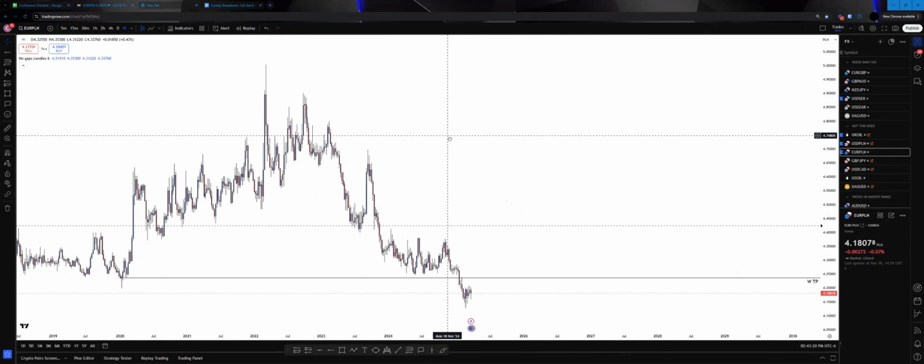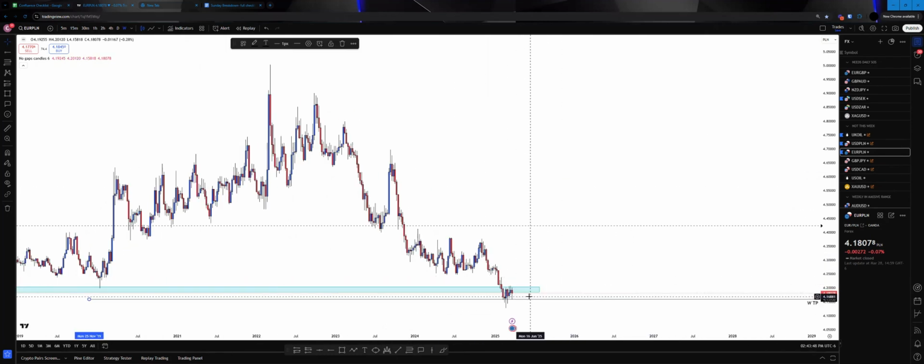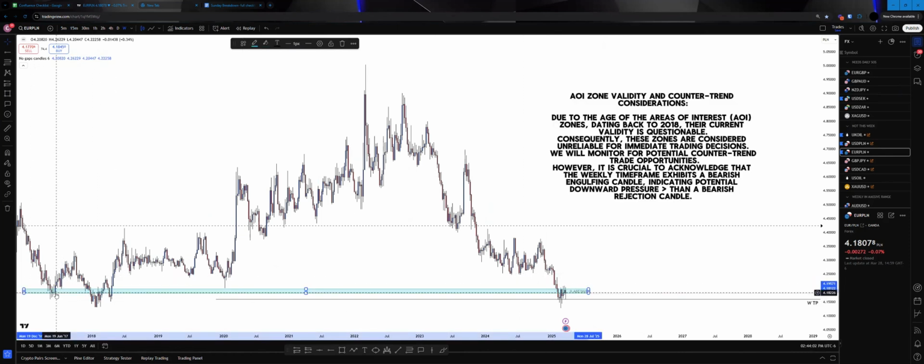EURPLN weekly, we're at a lower low. We basically pulled back to an area of interest. We have one touch. This is all the way to 2017. So yeah, we're not gonna bother with that zone.